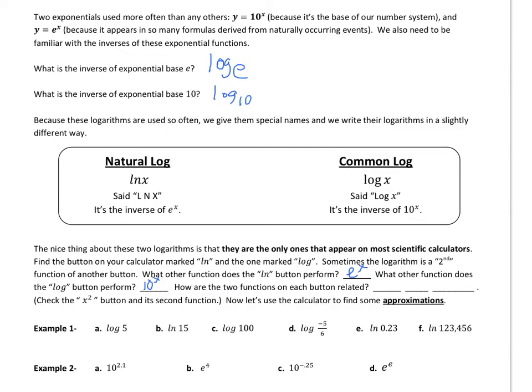So what's the log of 5? Let's go 3 places after the decimal: 0.699. What about ln 15? 2.708. What about log of 100? 2, because 10 squared is 100. Now, log of negative 5 over 6.